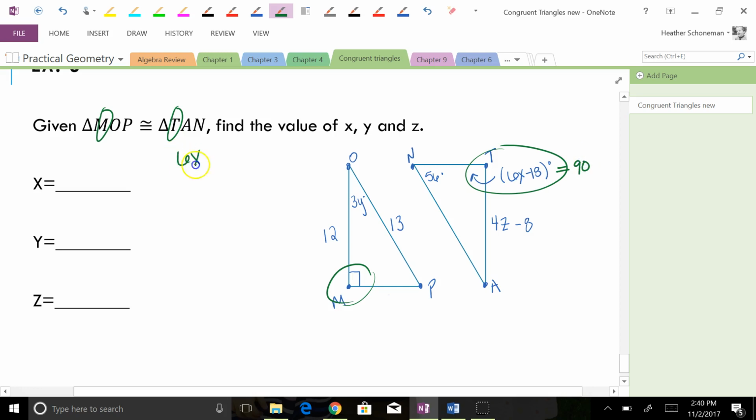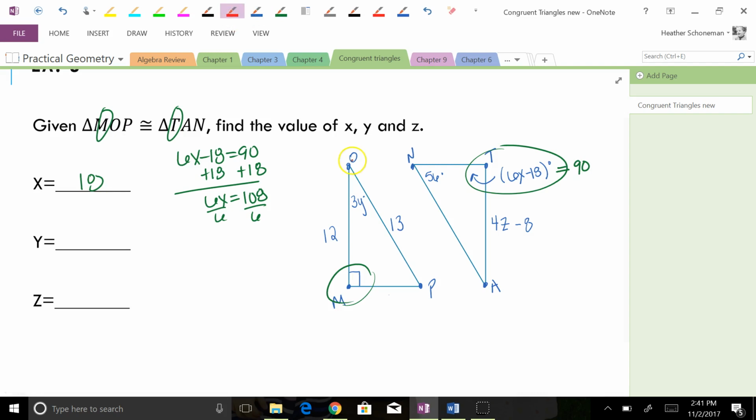So I'm going to say 6x minus 18 equals 90. Add 18 to both sides, and I get 6x equals 108. 108 divided by 6 is 18.